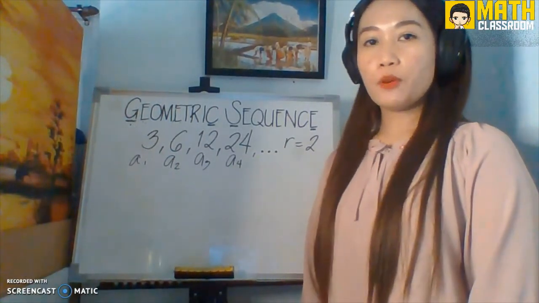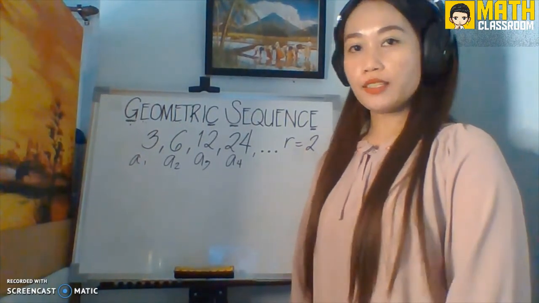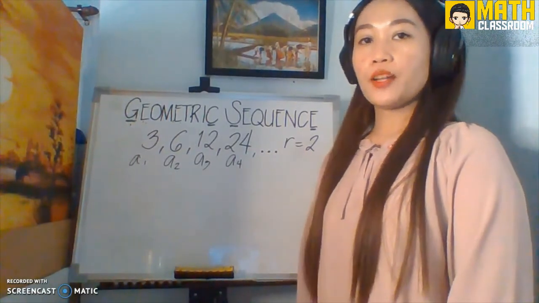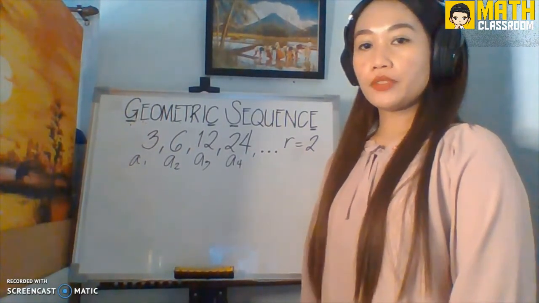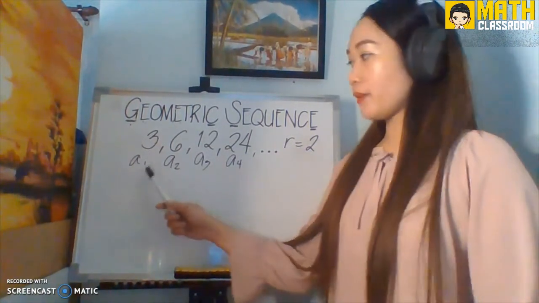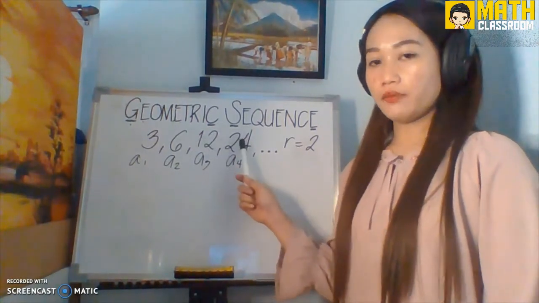Derive a formula for a geometric sequence. So we will still use the same example as the previous one, the sequence 3, 6, 12, 24, with a common ratio of 2. Okay, so this is our a sub 1, our a sub 2, a sub 3, and a sub 4.